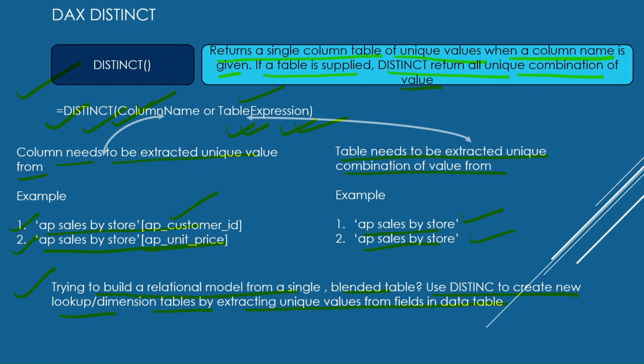Once the lookup and dimension table gets created by extracting the unique values, we can create a relationship between this lookup or dimension table and the bigger table out of which we have created it with the help of the DISTINCT function. This is a very commonly used practice: if you want to create a lookup and dimension table, we can do it with the help of the DISTINCT function.